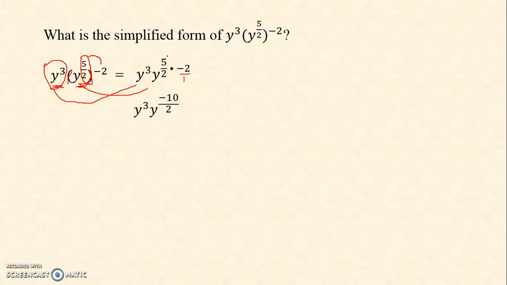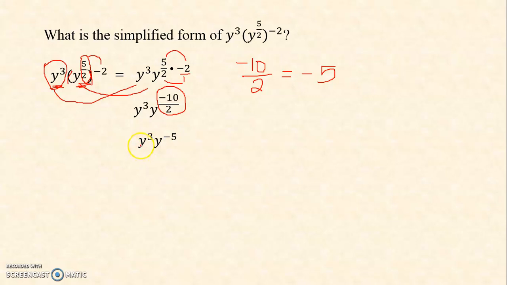Again, follow the steps in multiplying fractions. 5 times negative 2, that is negative 10, and 2 times 1, that is 2. Can we still simplify this? Yes. So, what is negative 10 divided by 2? That is equal to negative 5. So, you now have y raised to 3, y raised to negative 5.